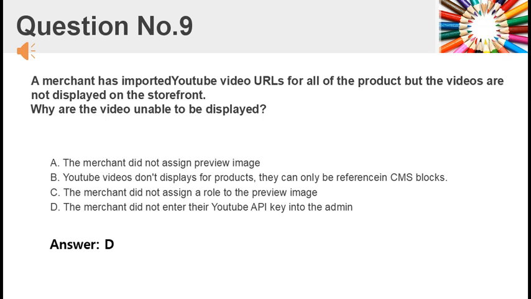C. The merchant did not assign a role to the preview image. D. The merchant did not enter their YouTube API key into the admin. Answer, D.